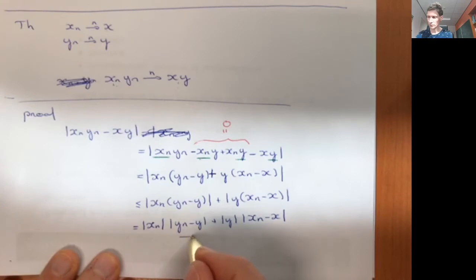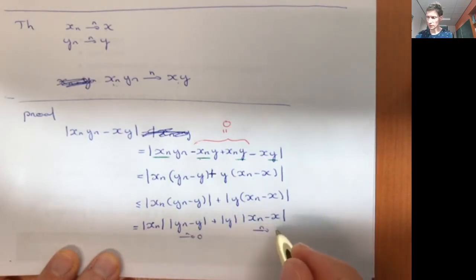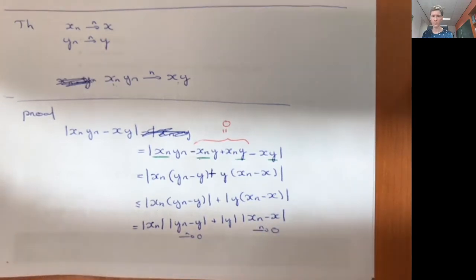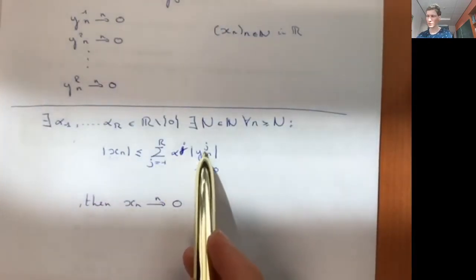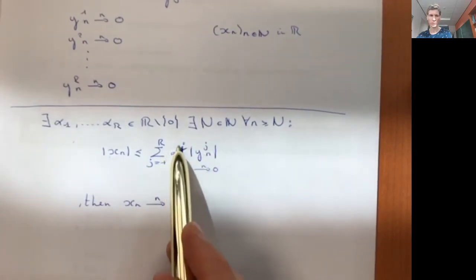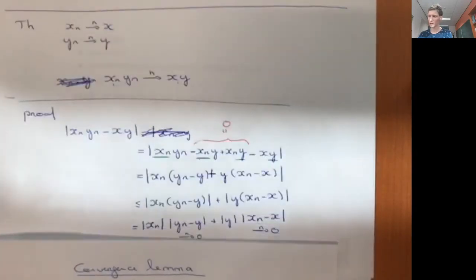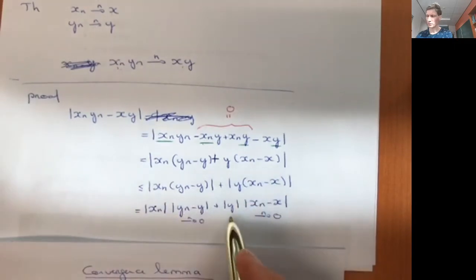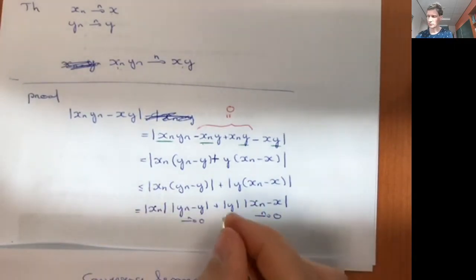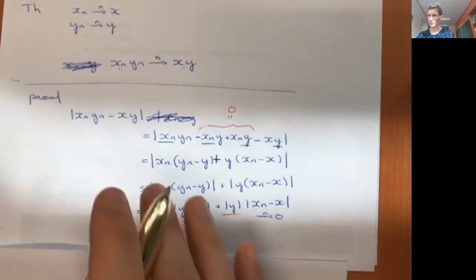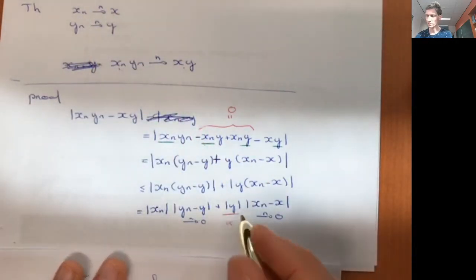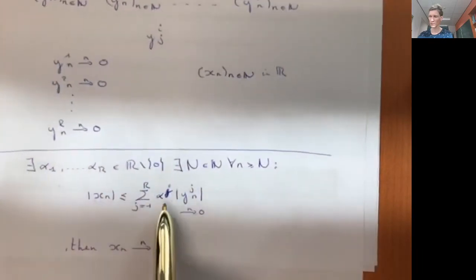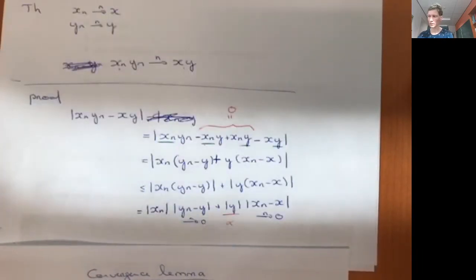Okay, so here we have something that goes to 0, yn minus y. Here we have something that goes to 0, xn minus x. So we are quite close to this kind of form. We have sequences that go to 0 and then we multiply them by a coefficient. For the second term, notice that the absolute value of y is just a fixed number. So y is a number, no problem here. So we can say this is the parameter alpha that you were looking at here.